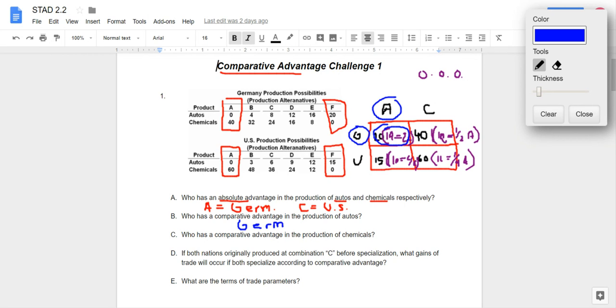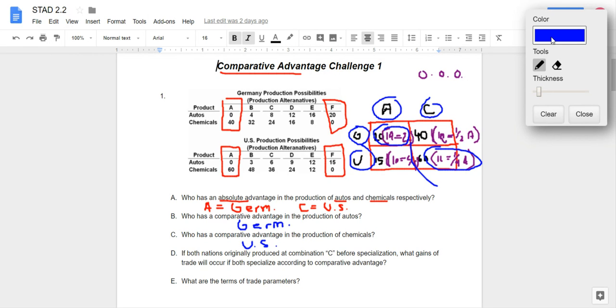Okay, then who has a comparative advantage in chemicals? We look over here in this column, right? Germany can produce one chemical for a half of an auto, but the United States, it only costs them 1/4 of an auto. They have a lower opportunity cost. So the United States is going to specialize in chemicals. The United States is specializing in chemicals. So here is the US.